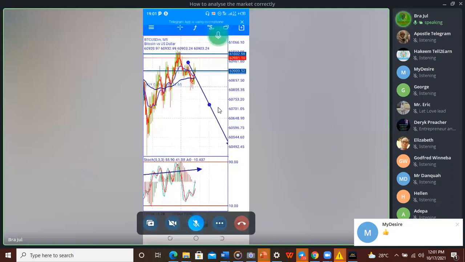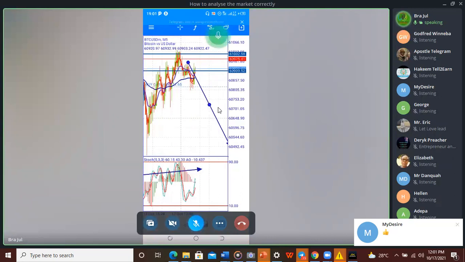Look at it. On the M5, it has already reversed. So the lower time frames have already shown a sign of reversal. And that's why I told you guys to read the candlestick book. How many have read it? How many have read the candlestick book? We are on it.